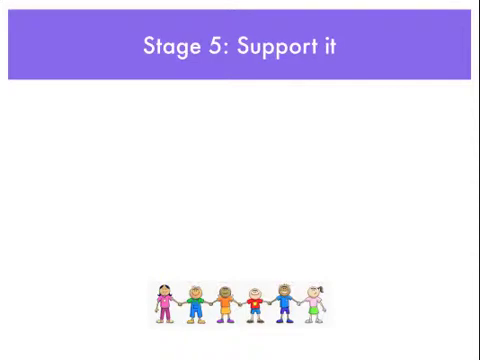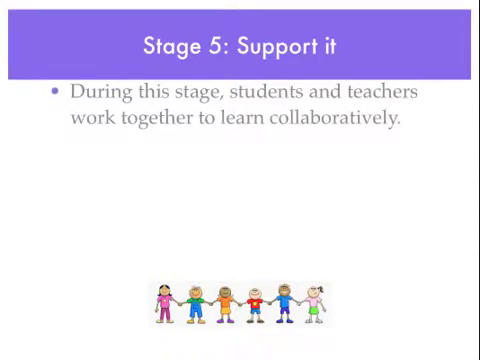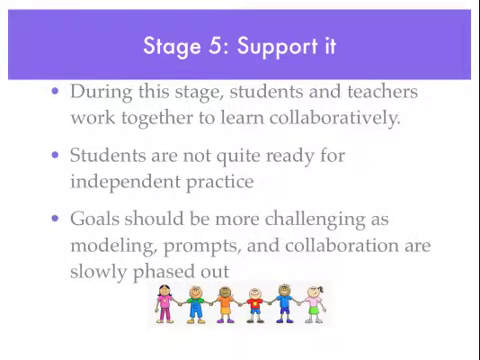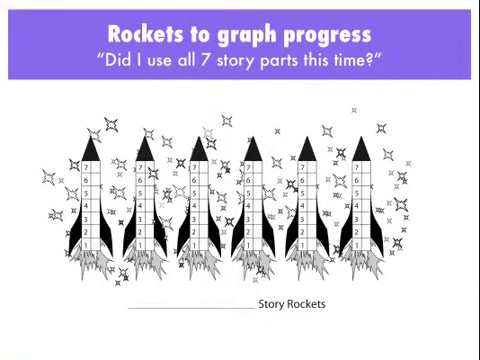Stage 5, support it. During this stage, students and teachers work together to learn collaboratively. Students aren't quite ready for the independent practice. Goals should be more challenging as modeling prompts and collaboration are slowly phased out. Here's an example of a graphing device called Story Rockets. Each time a child writes a story, they can fill in which of the 7 story parts they included. As their story writing progresses, they can see their progress as their rockets get more full.